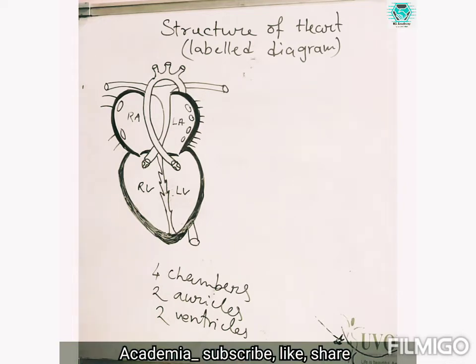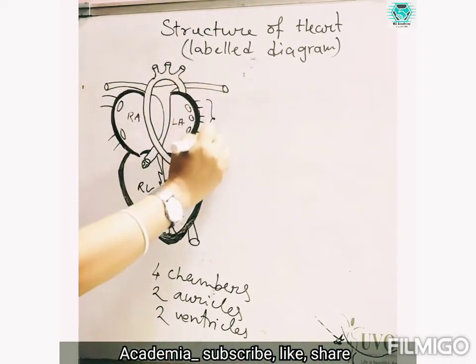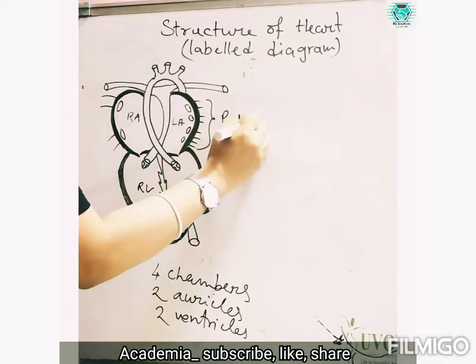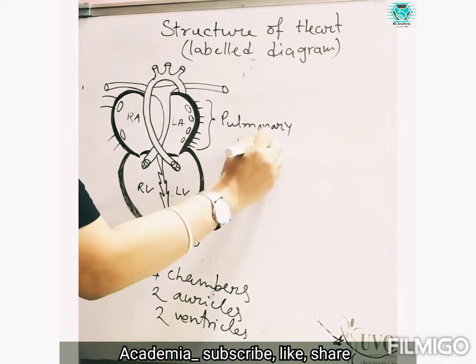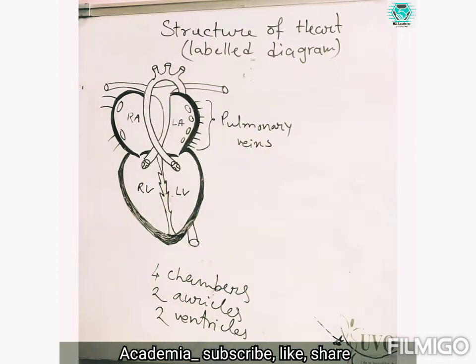Next, in the left auricle, we can see the four pulmonary veins. Generally, veins carry deoxygenated blood or less oxygenated blood in our body, but the pulmonary vein is an exceptional type, which carries more oxygenated blood from the two lungs. So from the two lungs there are 2 and 2, that is 4 pulmonary veins, which open in the left auricle.